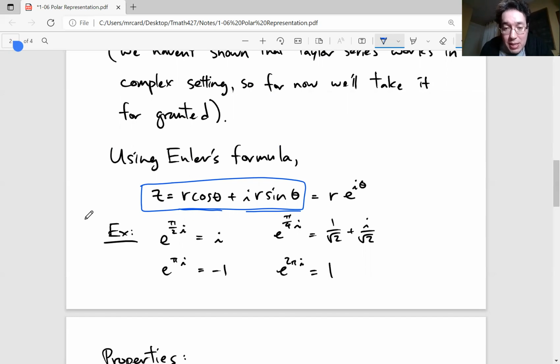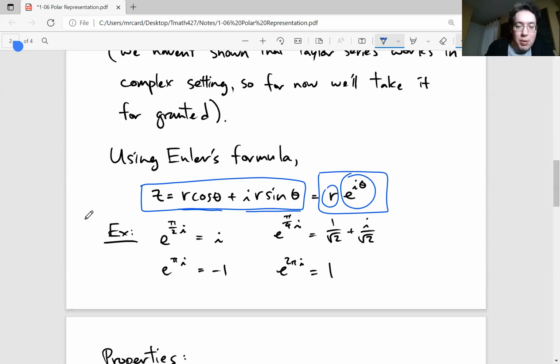Now, this thing is very much like Euler's formula, except there's an extra factor of r. So in fact, it's r times e to the i theta, because e to the i theta is cosine theta plus i sine theta. This is how we're going to represent complex numbers when it's convenient to write it in polar form. So just write the modulus as the number sitting in front, and then you multiply that by e to the i times the argument.